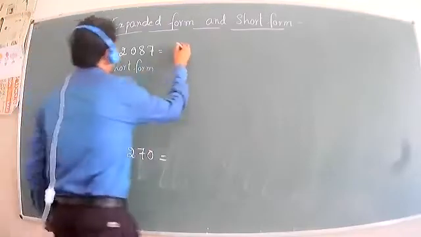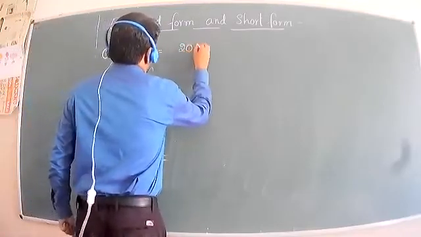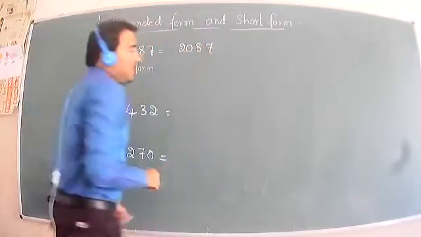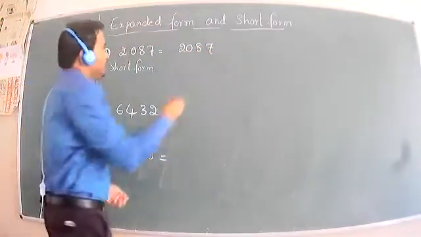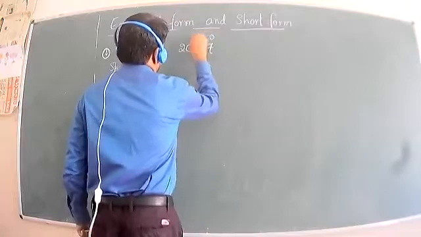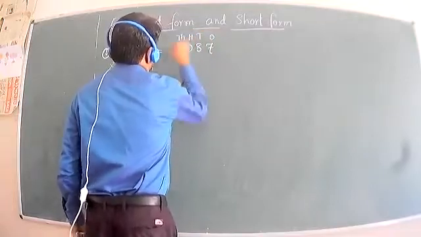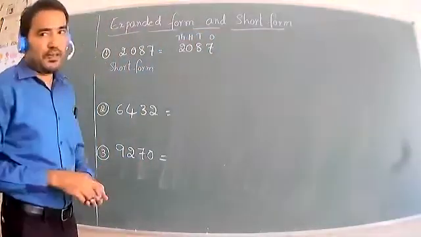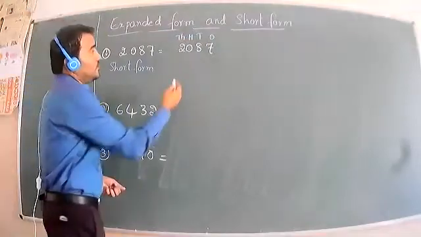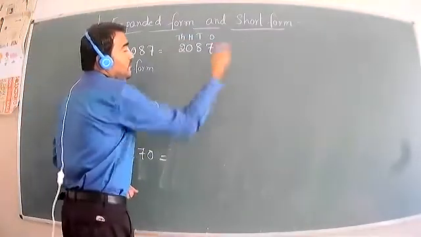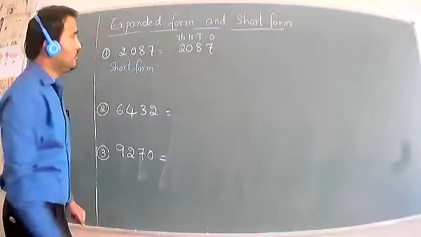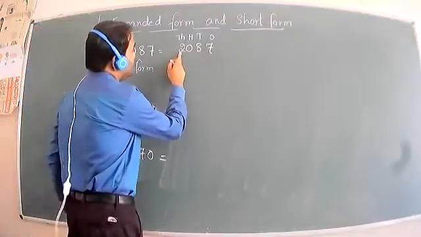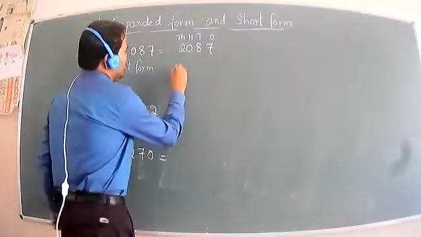First we write again this number, 2087. We express the place values now. First ones, tens, hundreds, thousands. Now tell the place value. Start from left side to right side. The thousands place is 2. What is the place value of 2? 2000.